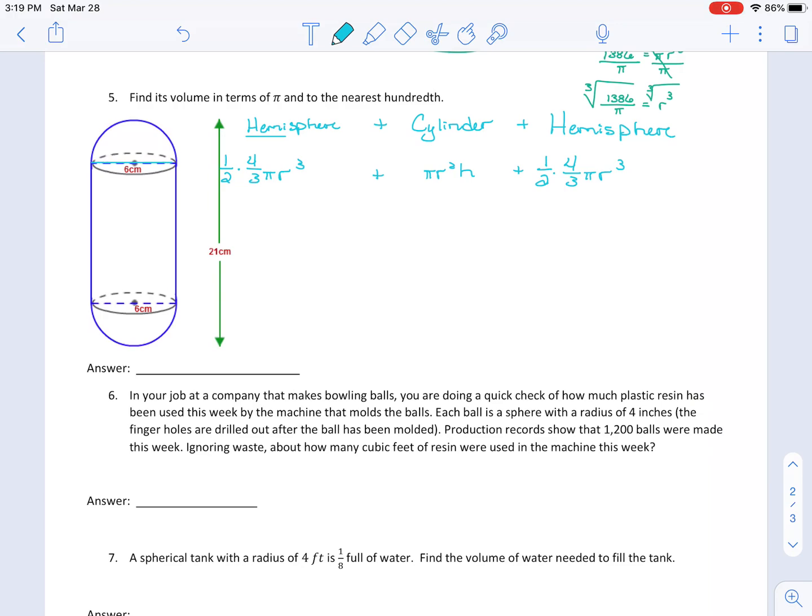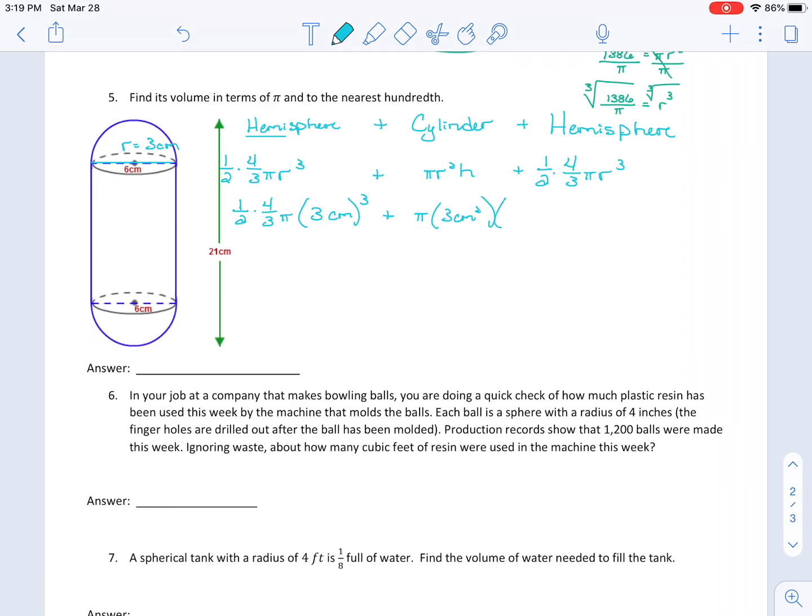In this hemisphere, 6 is this entire length, which means they're telling us the diameter, which means the radius would just be half of it. So into the 1/2 4/3 pi r cubed, my r will just be a 3. And the cylinder, it's the exact same circular base, so I'm still going to use the 3 for my radius.